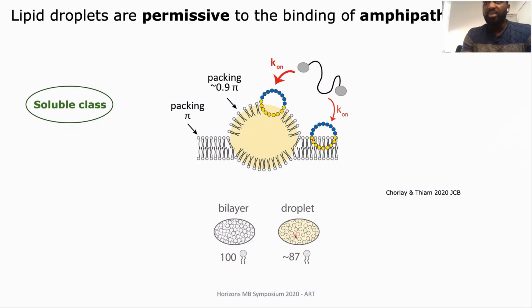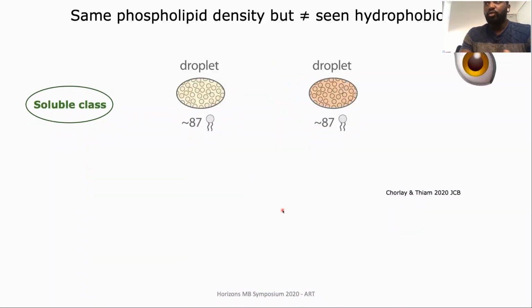What was also interesting was that, as I mentioned to you, droplets may have different oil content. They can have different neutral lipids. And for amphipathic helices, you may see the same number of phospholipids, the same packing of phospholipids, but not the same hydrophobicity. And therefore, the hydrophobicity plays a role in how amphipathic helices are incorporated into the lipid droplet monolayer.